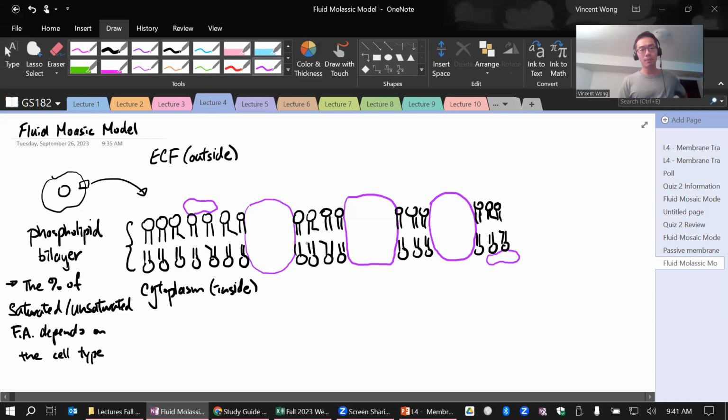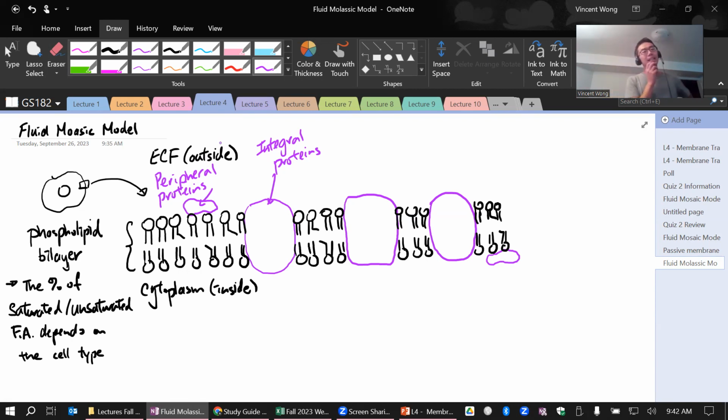So the ones that go all the way through, we call them integral proteins. And then we have some that are just on one side. They are the peripheral proteins. Okay, and they have different functions, which of course I will love to tell you about in the upcoming half hour.